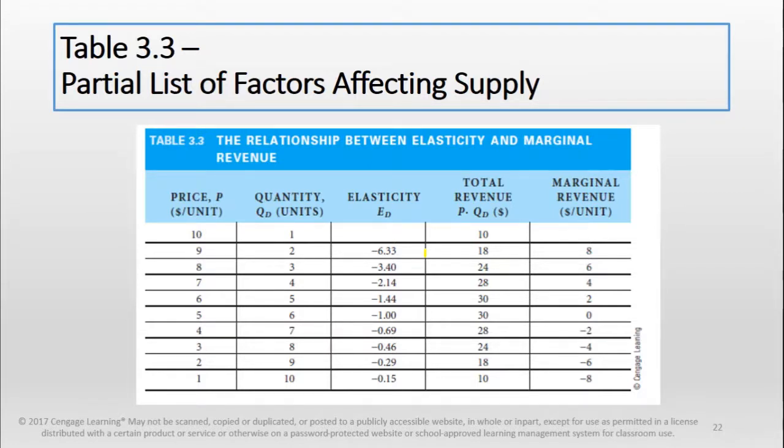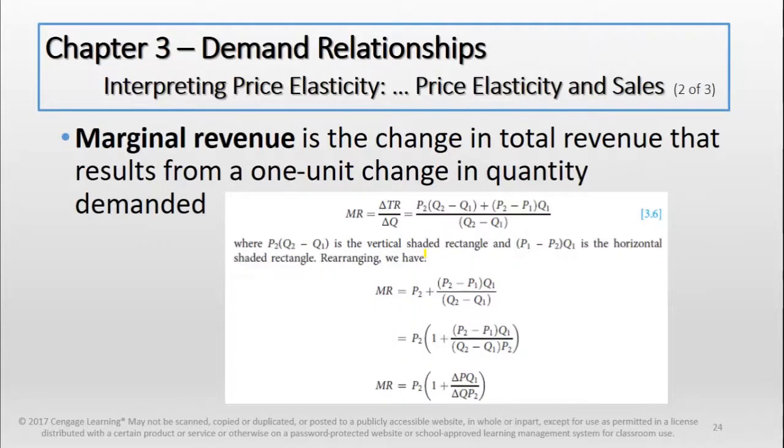Under the price elasticity of demand, this shows the relationship between elasticity and marginal revenue. So, you have your price, you have your quantity, you have your elasticity, then you have your total revenue and your marginal revenue. When we talk about marginal revenue, it is the change in total revenue that results from a one unit change in quantity demanded.